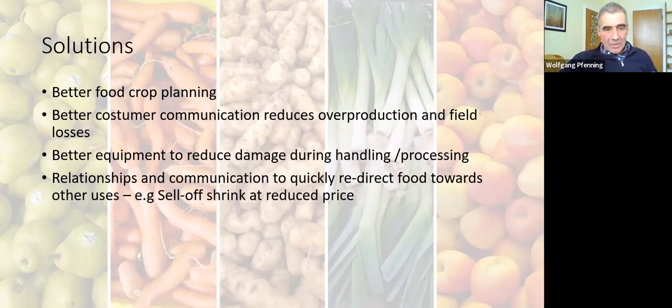When we end up having, for example, a double crop on broccoli, we need to be able to redirect that or find a home for it. And communication and good relationships with everybody in the industry in that moment is your best bet to make that product find a home. Or you put a deal on, like the supermarkets, they sell it at a sell off like Fiesta at a reduced price.